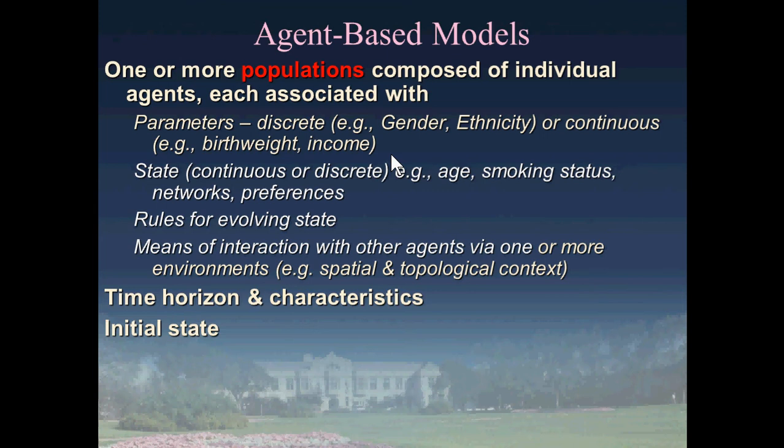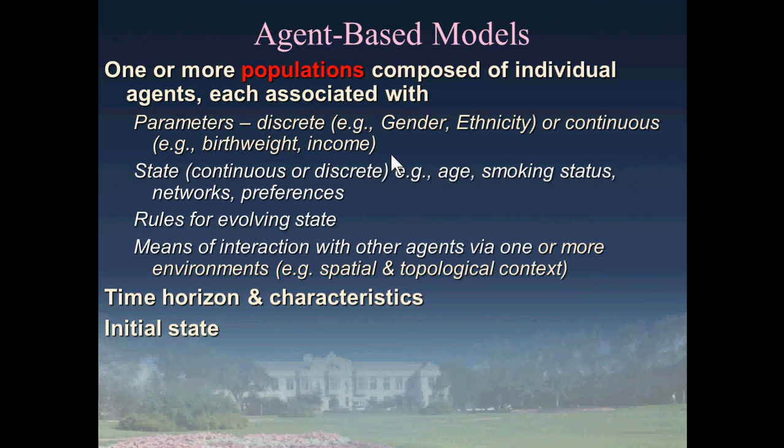So agent-based models are distinguished by their focus at an individual level, depicting the population as composed of one or more populations, each of which is composed of individual agents. These agents are each associated with a set of characteristics and an evolving state. These characteristics include aspects of their parameters. It's notable these can include both discrete quantities, such as gender and ethnicity, as well as continuous quantities, such as birth weight and income. This is not a trivial point.